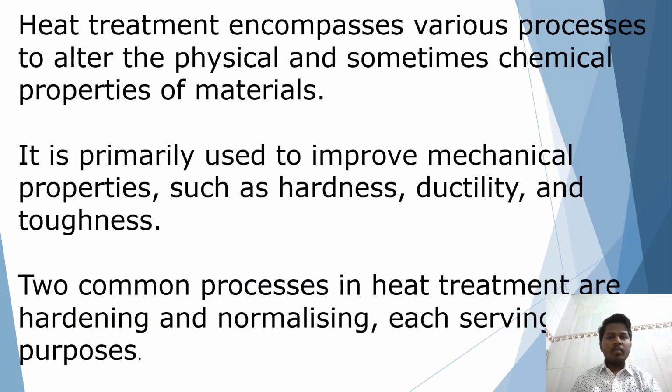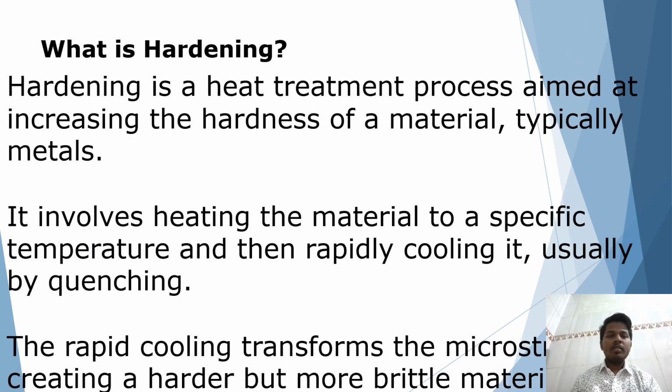Heat treatment encompasses various processes to alter the physical and sometimes chemical properties of material. It is primarily used to improve mechanical properties such as hardness, ductility, and toughness. Two common processes in heat treatment are hardening and normalizing, each serving different purposes.